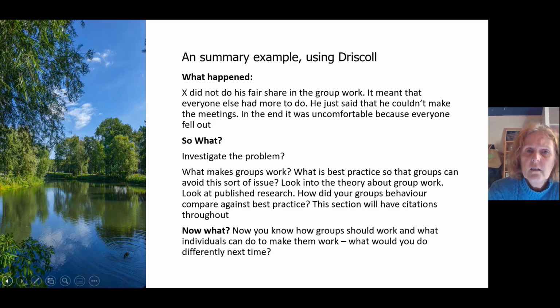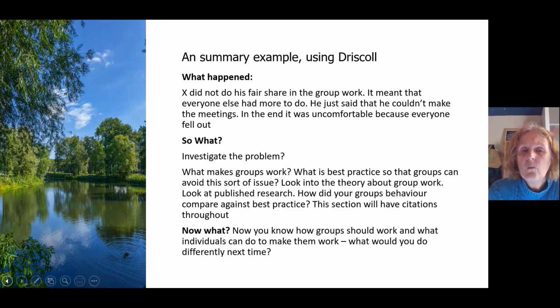This section would be written third person. So it's not I think and I thought and I did this and I did that. It's an academic investigation into what the theory says about this situation, in this case groups, group theory and group work, and comparing what happened in your situation to what is best practice. So that would all be third person writing.